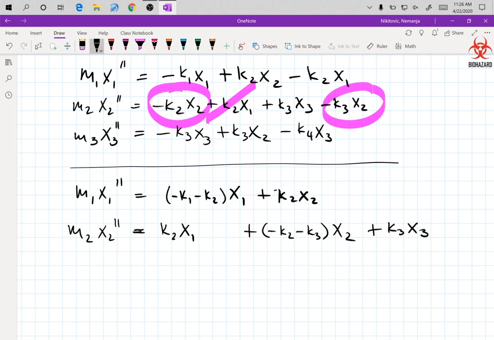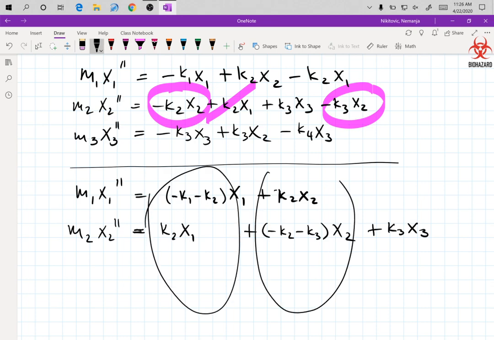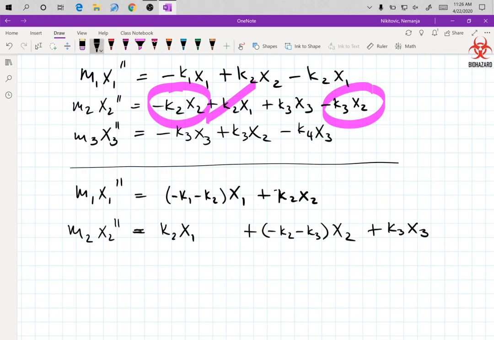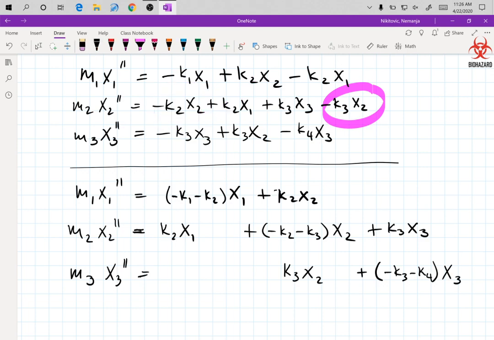So we're trying to make like x1, x2, and x3 terms, right? So we can write the matrix easily. M3 x3 double prime is, do we have k1? We don't have x1. We do have x2. So that's k3 x2 plus, and for this last one we have k4, so minus k3 minus k4 x3. Cool. Got them all.